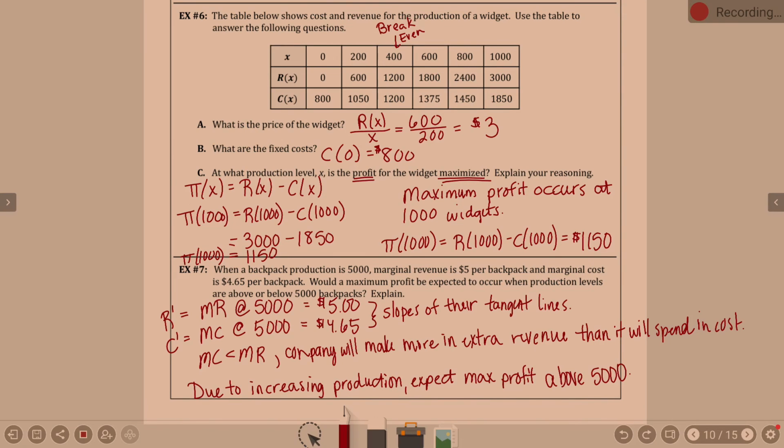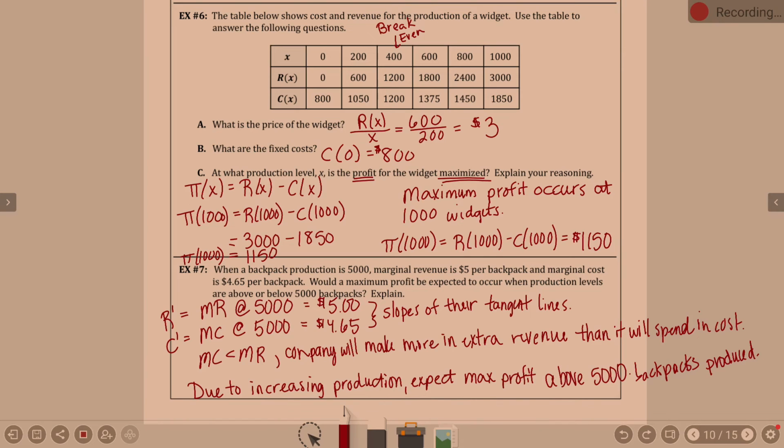5,000 is the amount of backpacks being produced, right? Yes. So I'm not saying expect a profit above $5,000, but a profit above 5,000 backpacks produced. Thus the importance of labeling, yes? I should not just be throwing 5,000 out there. Okay.